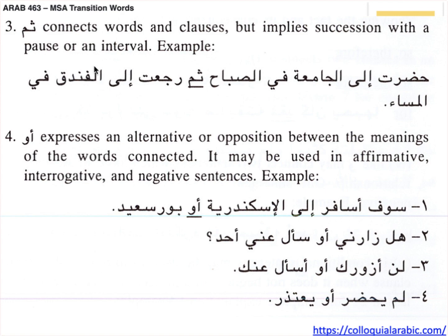The third connector word that we are going to study is thumma. Thumma connects words and clauses but implies succession with a pause and an interval. So again, it's like fa which indicates a consequence or result, but here there is generally a pause. So there is generally an interval. That interval could be short, that interval could be long, which could be further expressed by saying how long the interval was.